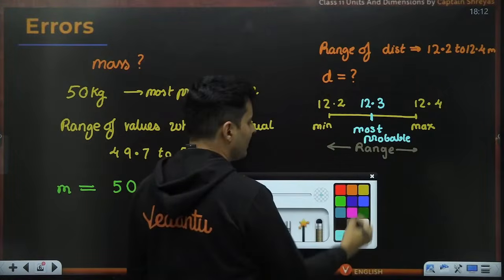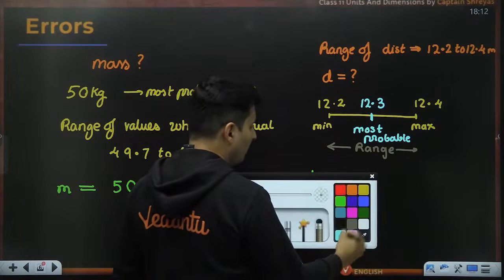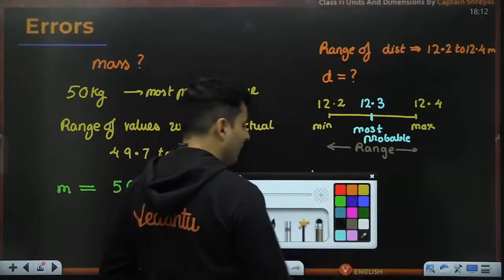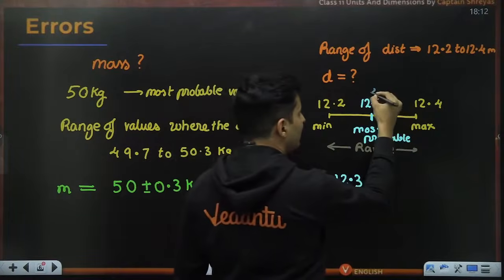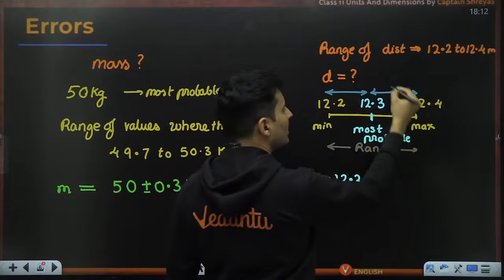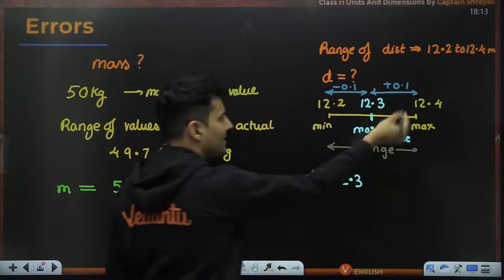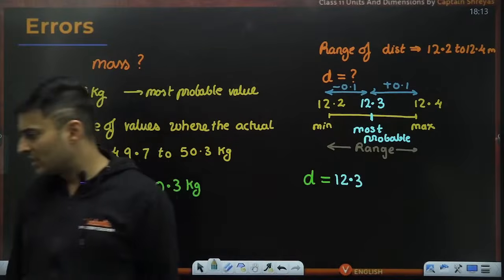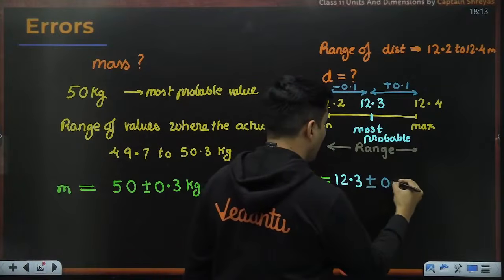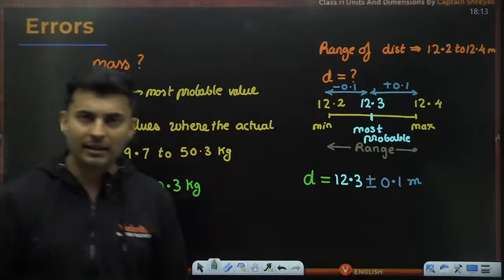So the final answer, the manner in which I will write down the distance, will be the most probable value, which is 12.3. But remember, there is some plus minus over here. How much plus? Plus is 0.1, minus is also 0.1, exactly the same on both sides. So here I'll put plus minus 0.1 meter. That is the correct way of writing it down.